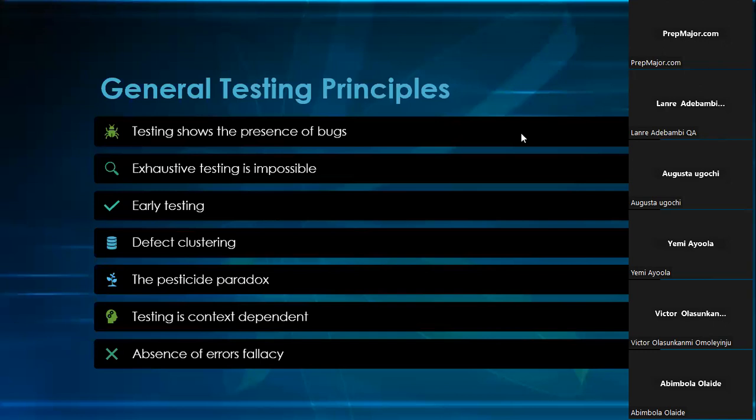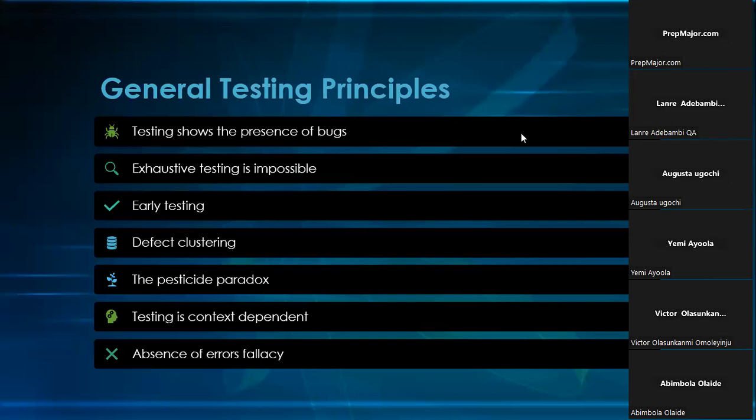Then the final one is absence of error fallacy. It's a fallacy when you say, oh, no, there's no error. It's a fallacy. All false.